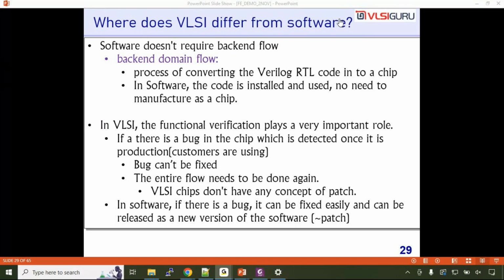Yeah, Sai, what is your question? In software, we call it full stack and all, right? Why don't we use a full stack here? Am I audible?